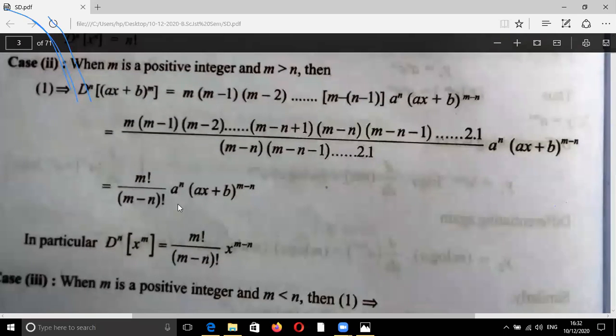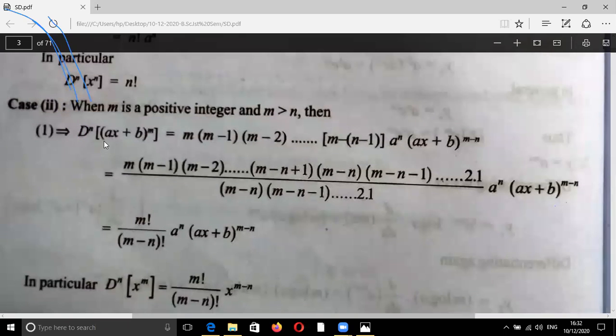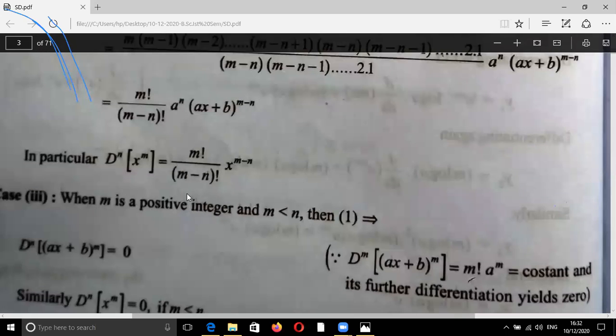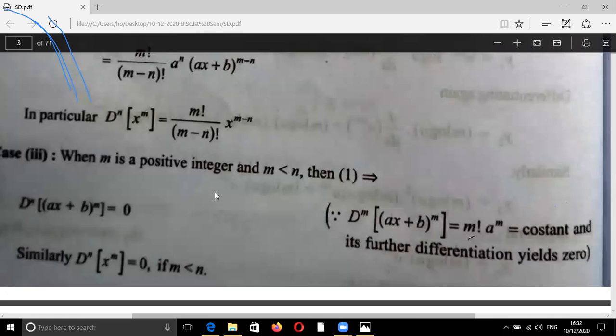The formula we are getting here again the same way. The particular case: you take a equal to 1, b equal to 0, so that you will get the nth derivative of x to the power m equal to m factorial by (m minus n) factorial into x to the power m minus n. Now case 3, first one is m equal to n and m greater than n is the second case. Now m is a positive integer, m is less than n.